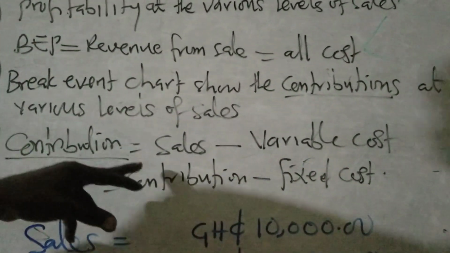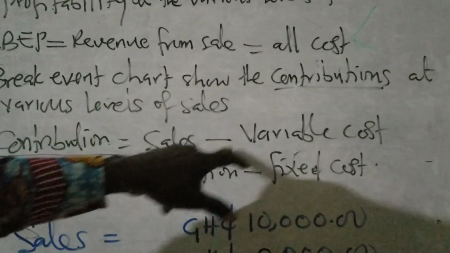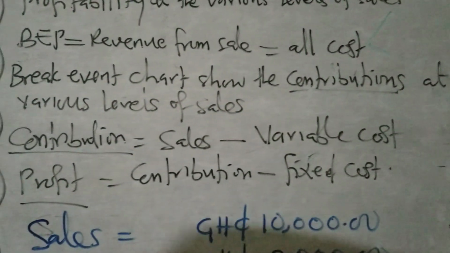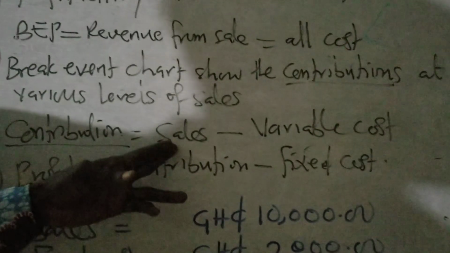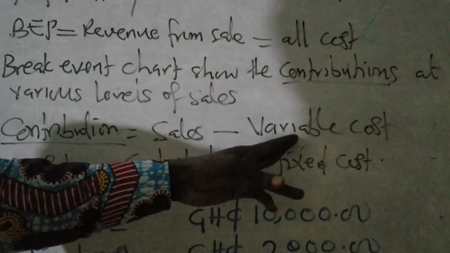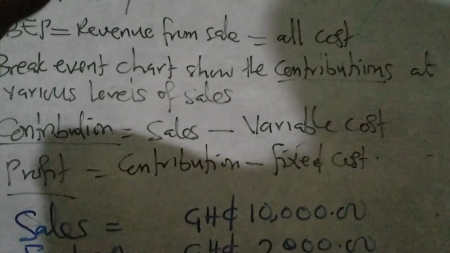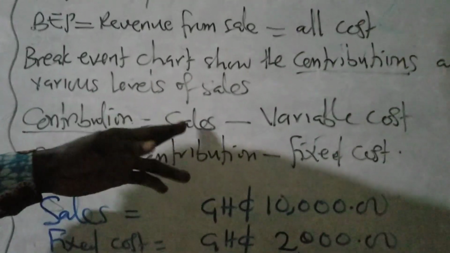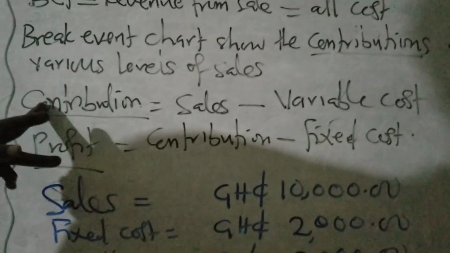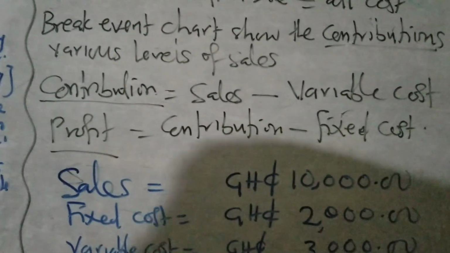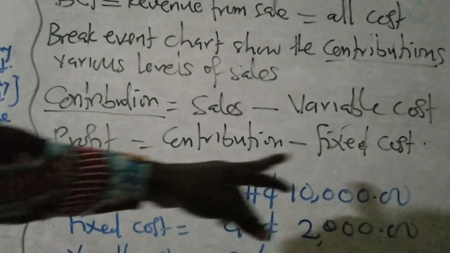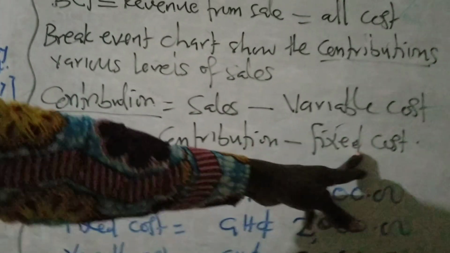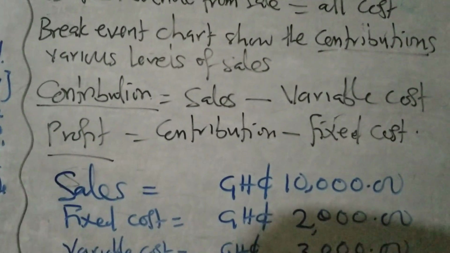Contribution is equal to your sales minus the variable cost. So when you say contribution, you know you have sold something, and you had your variable cost. You bring all the variable costs together, then you deduct them from your sales. That is what they call contribution. So if you want to make your profit, now that you have your contribution, you deduct your fixed cost from the contribution in order to get your profit.